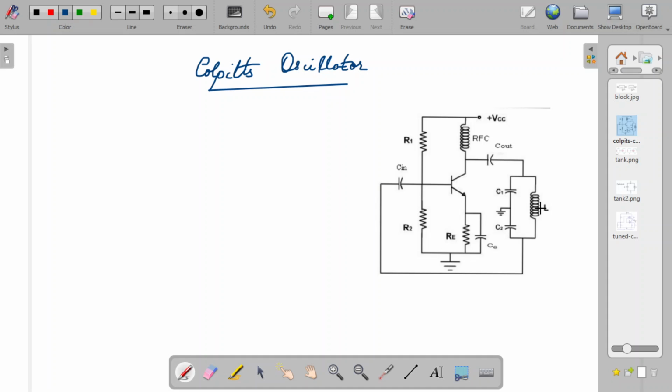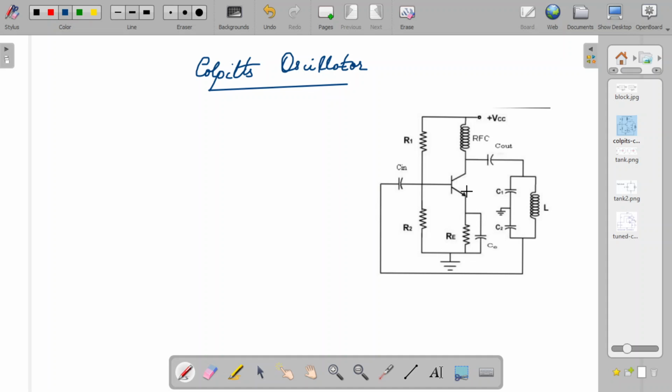But in the case of a Hartley oscillator, you were tapping from the middle of the inductance coil L and grounding there. Here the grounding is between the capacitors C1 and C2. So you have two capacitors C1 and C2 in series, and you are grounded in between. This is the peculiar feature of the Colpitts oscillator: you have two capacitors instead of two inductance coils.